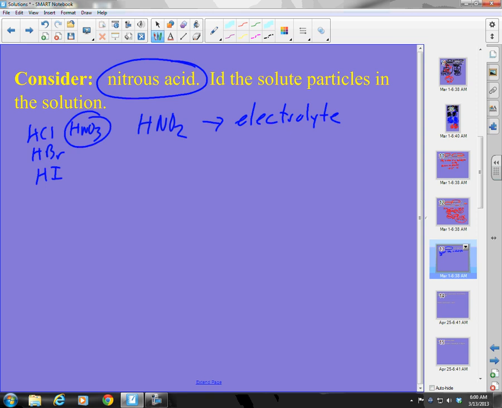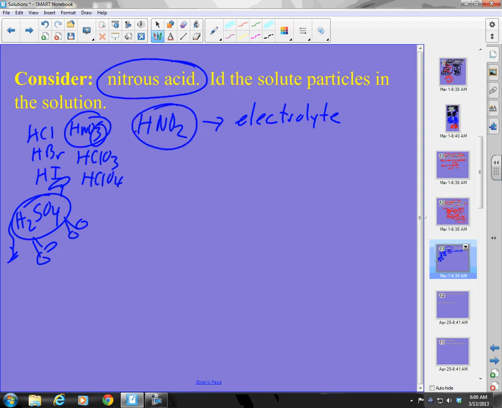HClO3, HClO4, and then our strange dog, sulfuric acid. I don't know what it looks like, but it's not a normal strong acid. It's a crazy strong acid. Good, but is HNO2 a strong acid? The answer is no. It is a weak acid.